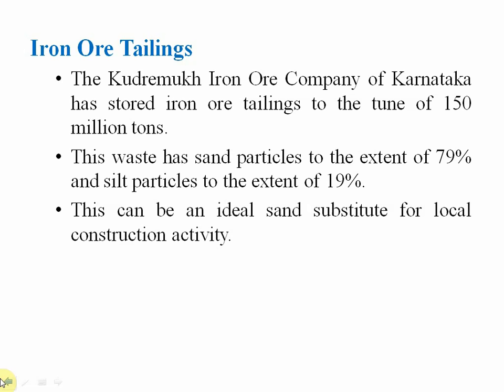So this waste has sand particles to the extent of 79% and silt particles to the extent of 19%. So this can be an ideal sand substitute for local construction activity. You can use this iron ore tailings as the sand substitute, that is, in replacement of sand.